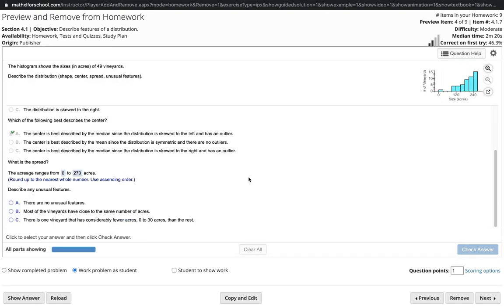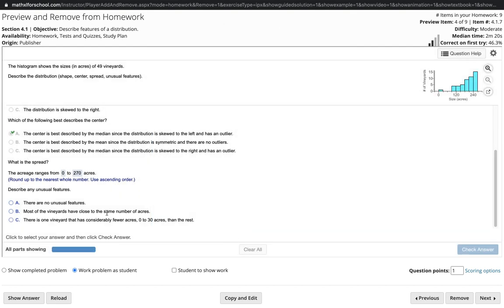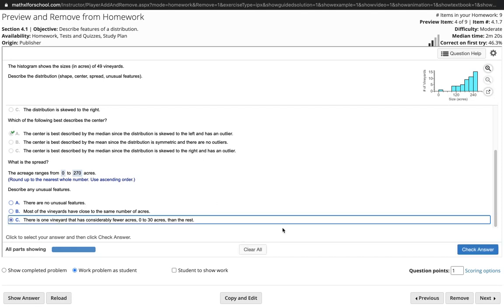Describe any unusual features. Okay, unusual features means gaps or outliers. In this case, there's an outlier mainly on the low end. So this outlier here is way lower than most of the data over here. So which one of these makes most sense? There are no unusual features? No. Most of the vineyards have close to the same number of acres? Well, this clearly shows not. So the answer is C. There is one vineyard that has considerably fewer acres, 0 to 30, than the rest. That's an outlier on the low end. So the answer is C.